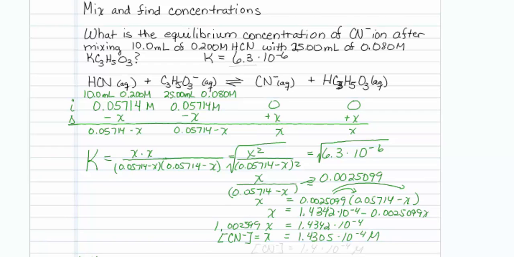And I guess about the last thing I need to do is look at sig figs. My K was limited to 2 sig figs, so I guess I should say my cyanide concentration is equal to 1.4 times 10 to the minus 4 molar. Alright, that's how you mix and find concentrations.